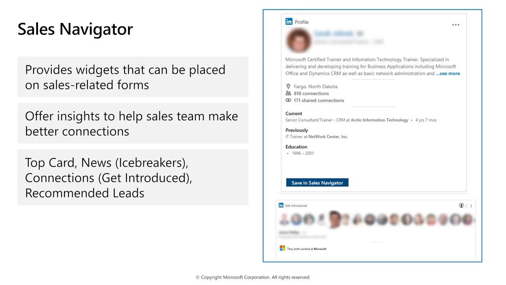Now, looking at the Sales Navigator. This provides widgets that can be placed on the sales-related forms, so offer insights to help sales teams make better connections. So we've got a top card. We can use the news and icebreakers. We've got connections, so get introduced, and recommended leads. Again, this is the way that we can start to integrate with LinkedIn Sales Navigator. These are the advantages, because the more information we can push forward, the better we are at being able to complete the sale.